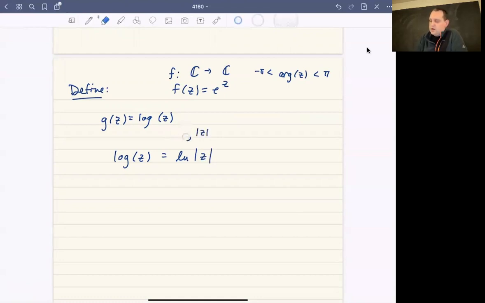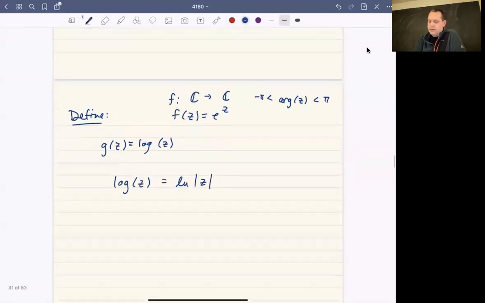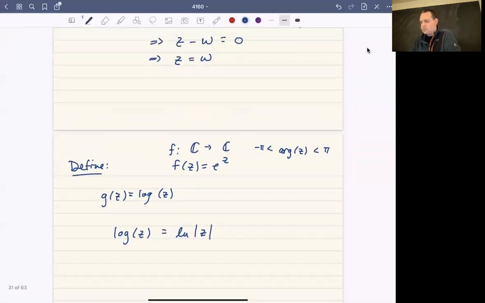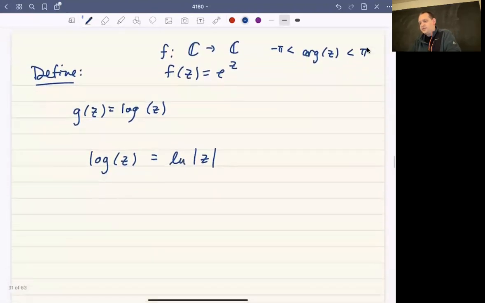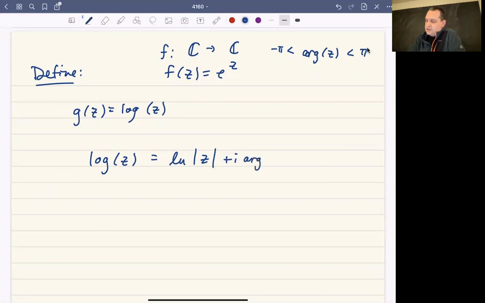Mathematicians like to think of logs and natural logs as the same. The natural log is the only log that matters to mathematicians, more or less. If you do computer science, then the only log that matters is log base 2, but if you do math, the only log that matters is the natural log. Anyway, so this is plus i times the argument of z. And again, the argument of z is going to be that value between negative pi and pi.